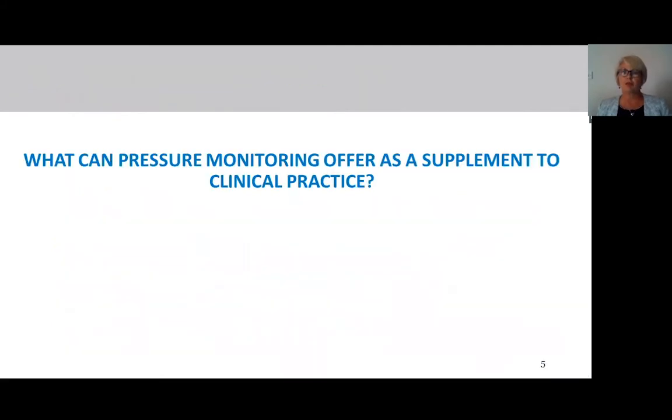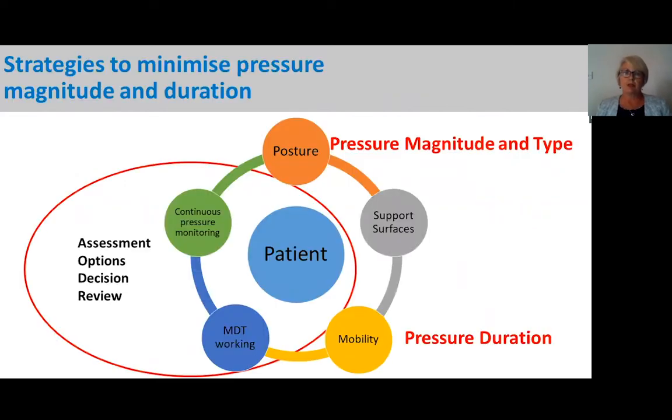So what can pressure monitoring offer as a supplement to clinical practice? Basically, when you're thinking about strategies to minimize pressure magnitude and duration, we need to be thinking about the posture of the person, the support surfaces they're on, and their level of mobility. With the patient in the middle of that assessment, continuous pressure monitoring and MDT working needs to support that process, which is what we found throughout our projects, and using that as part of your assessment, to help you with those options and those decision makings, and to review whether the care is what you would want it to be.